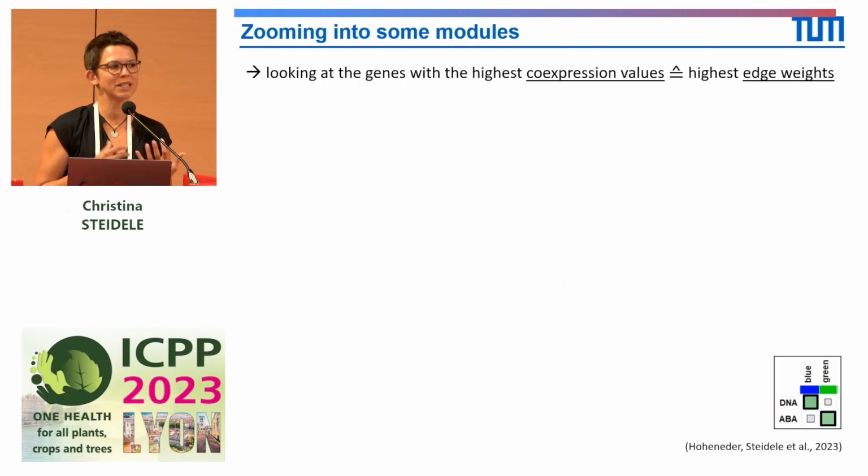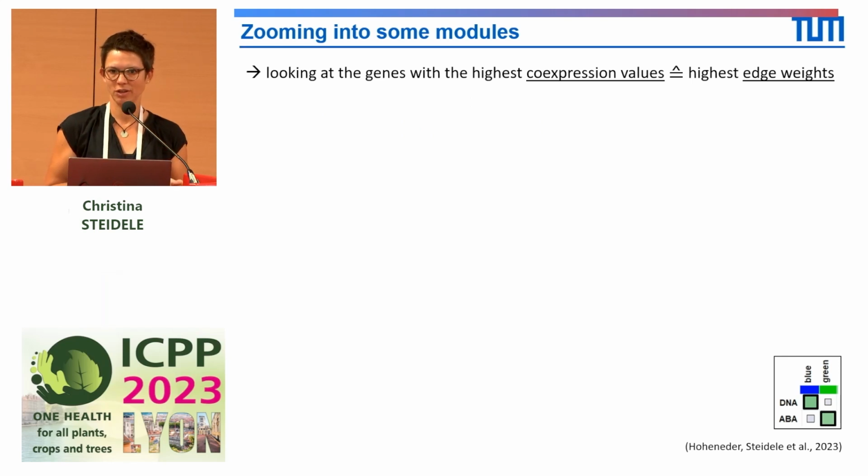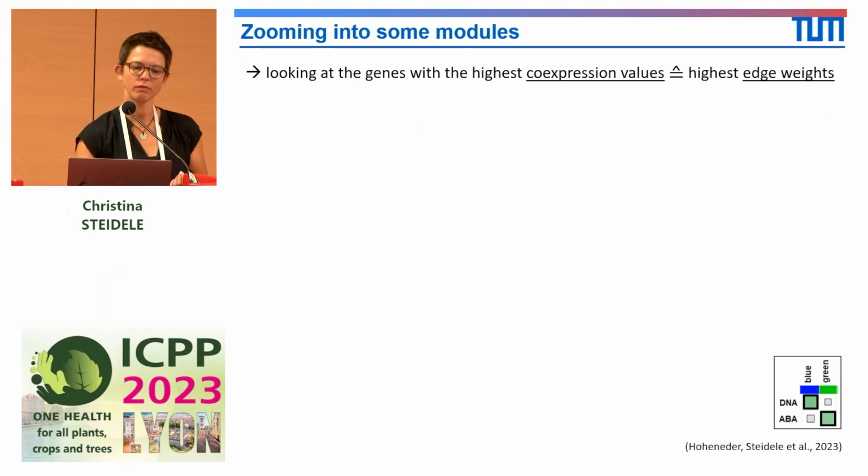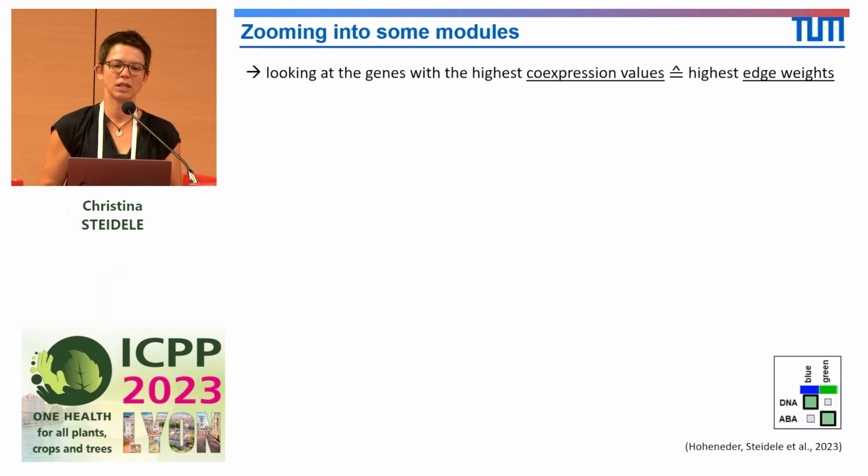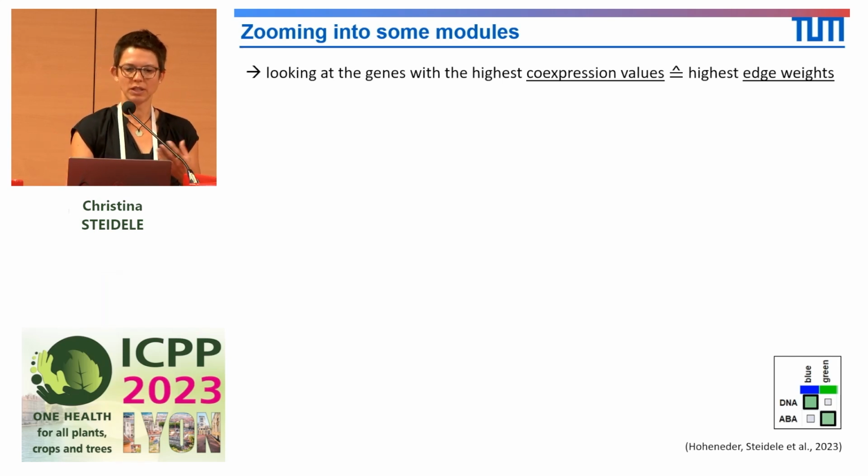But still, what's in those modules? Of course, you want to know what are the genes that are in those modules and what are they doing. So we are looking now at genes that have the highest co-expression values, and the co-expression value is encoded in the edge weight of the networks. I've chosen arbitrarily the 25 highest edge weights, and we end up with a network like this.